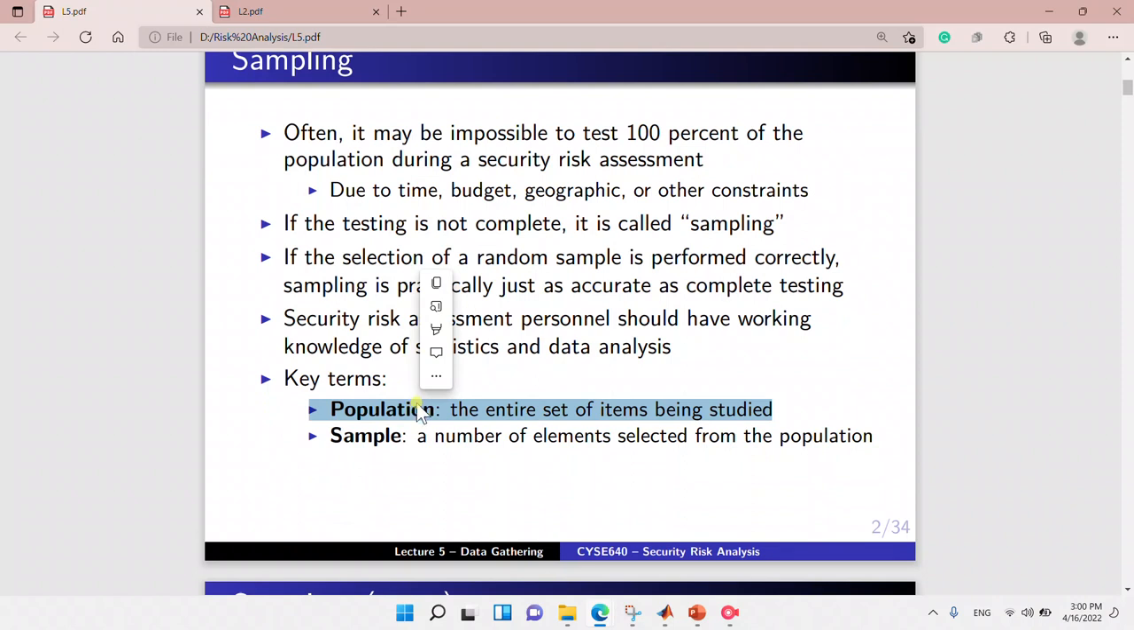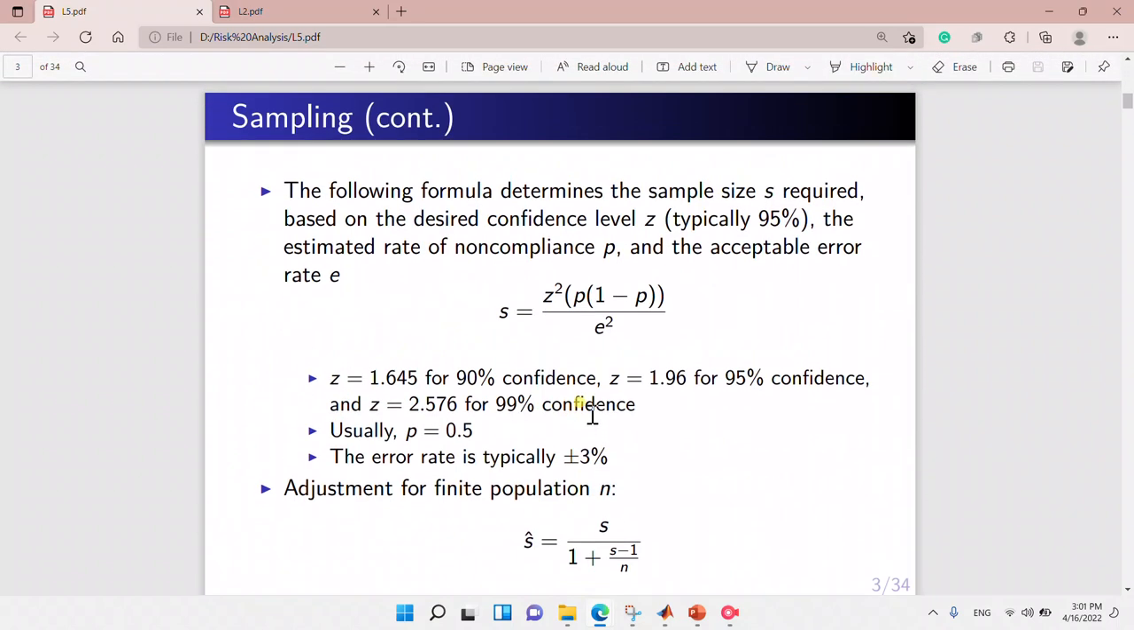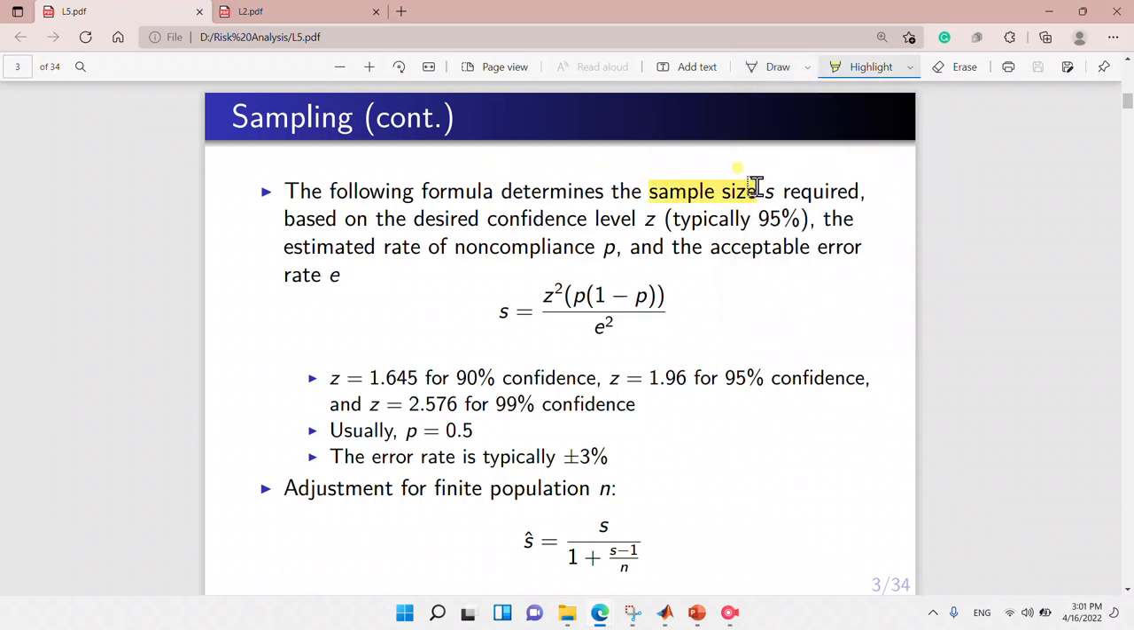The term population means all the existing equipment or all the existing employees, while sample means the elements selected from the population. هلا عنا الفورمولا determines the sample size required. يعني احنا we can't just choose any size, we have to use this formula.